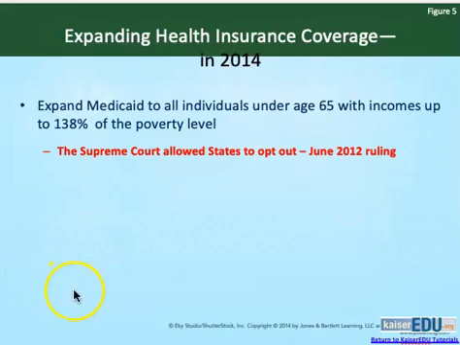Now, what changed this was that in June of 2012, the Supreme Court, in a subsequent June 2012 ruling, allowed the states to opt out. So that means it allowed the states to have a choice whether they want to expand their Medicaid coverage or not. And the next slide shows which states have expanded their Medicaid programs and those that have not as of March 2020.